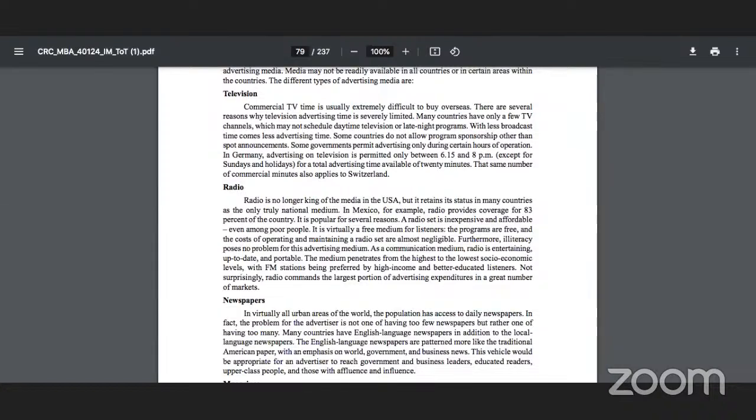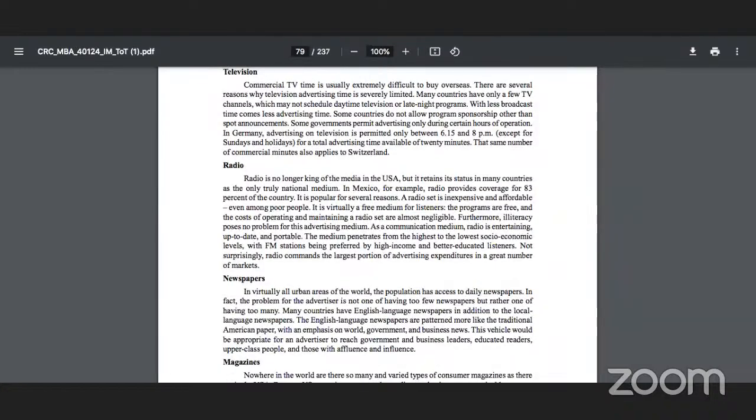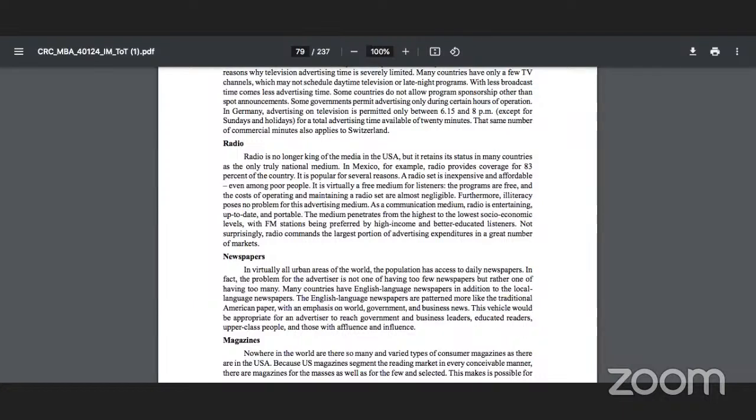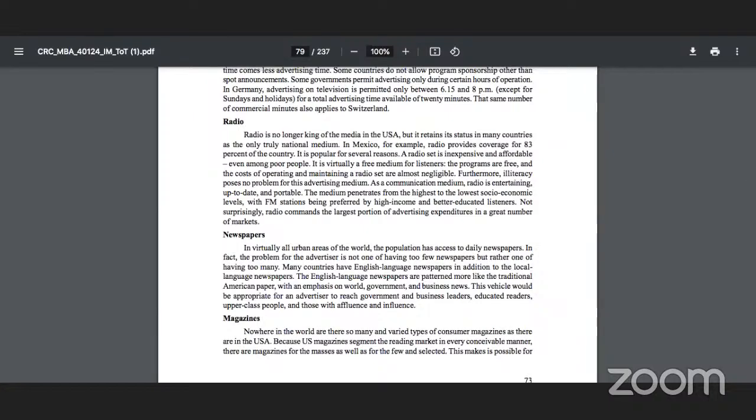The third factor is that the advertising time that is allotted to different channels internationally is severely limited. There may also be a restriction in terms of the time, that is daytime television or late night programs, and your product may not fit that particular category of viewers who are watching at that particular time. So if your products are meant for, say, women, you want to advertise at a time when they are most likely to watch television, otherwise it does not make sense. In Germany, for example, advertising on television is permitted only between 6:15 and 8 p.m., except for Sundays and holidays. So the advertising time available totally is just 20 minutes. Imagine the number of advertisers who will be competing for that limited time slot. And the same goes for Switzerland as well.